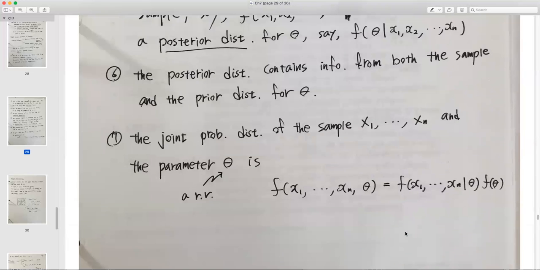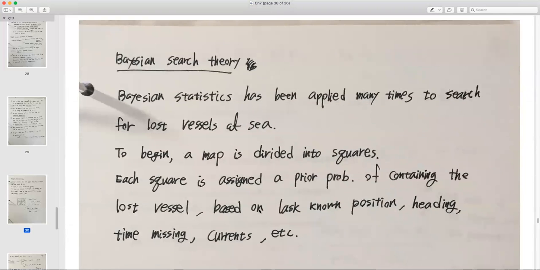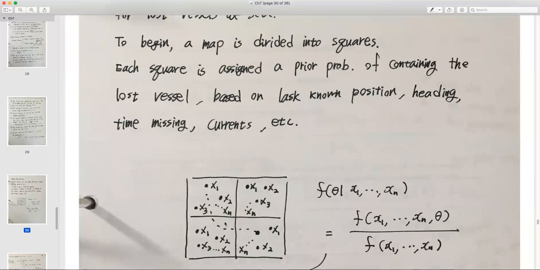Now, it's too abstract, so look at Bayesian search theory. This is one of the applications of the Bayesian approach. Bayesian statistics has been applied many times to search for lost vessels at sea. To begin, a map is divided into squares. See here the square right there. Each square is assigned a prior probability of containing the lost vessel, based on last known position, heading, time missing, current, and so on.